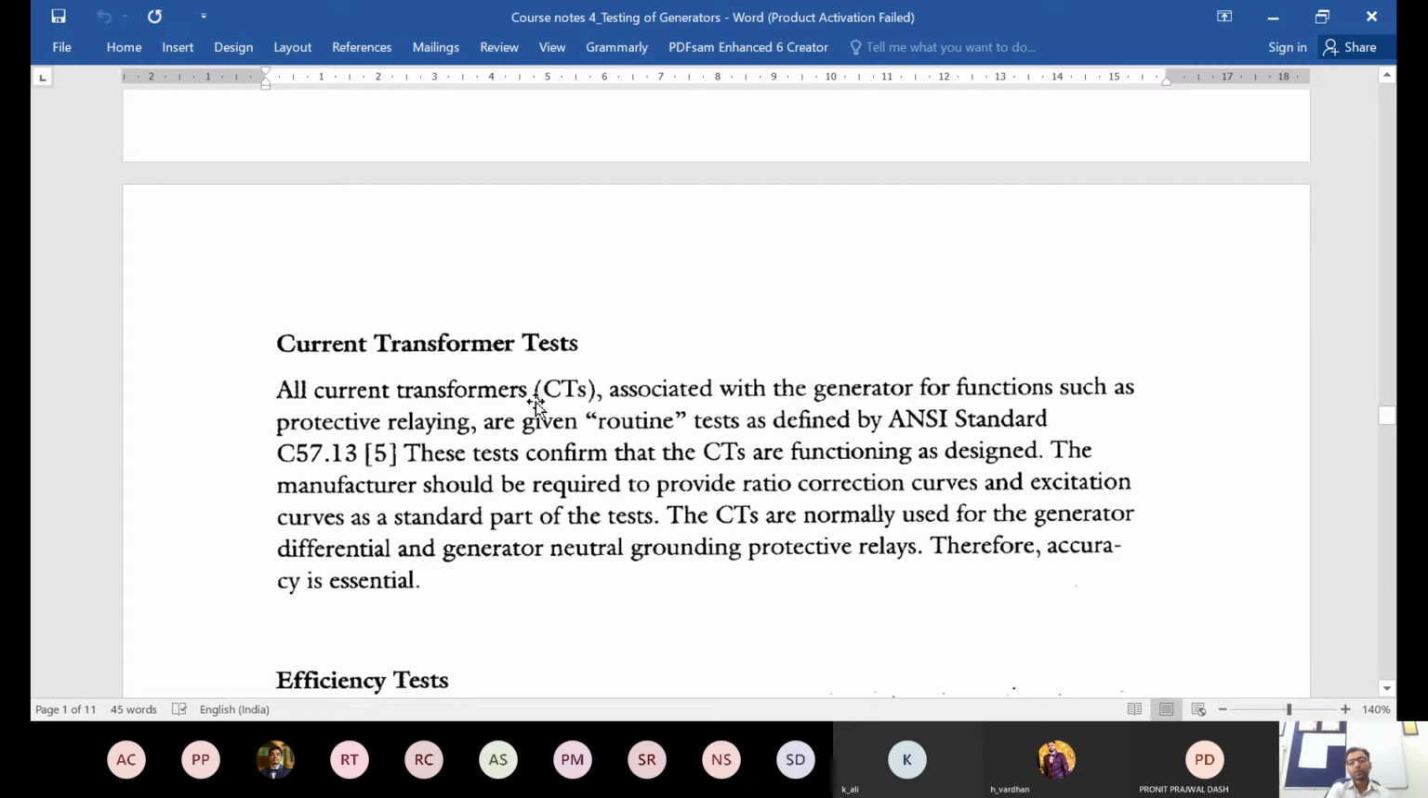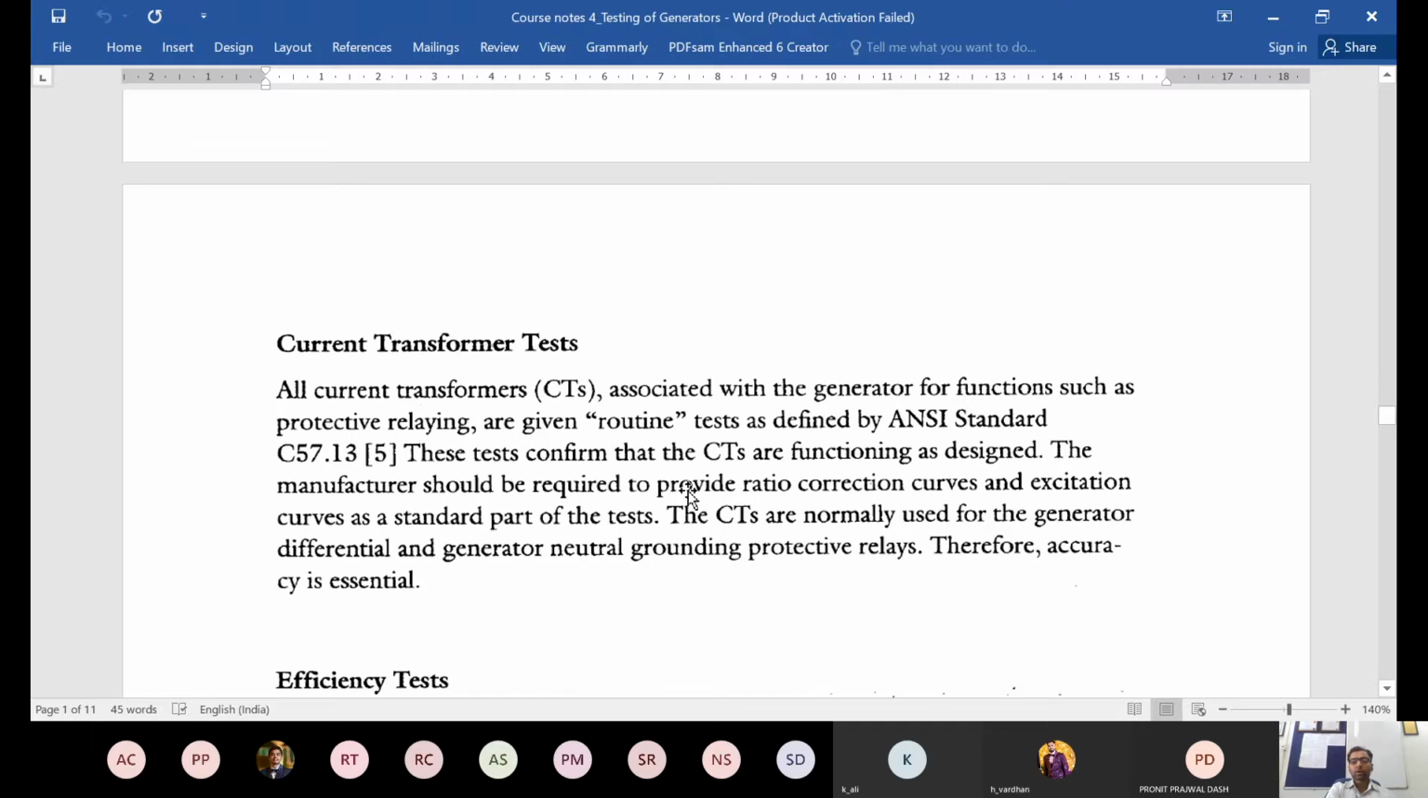And so as it says here, all CTs associated with the generator for functions such as protective relaying are given routine tests as identified by ANSI standard C57.13. So that is the standard which gives the details of these tests needed for the CTs. We'll not go into details of this. If someone is interested, they can look it up. These tests confirm that the CTs are functioning as designed. So it's very important to ensure that the CTs are functioning as per the design requirements.